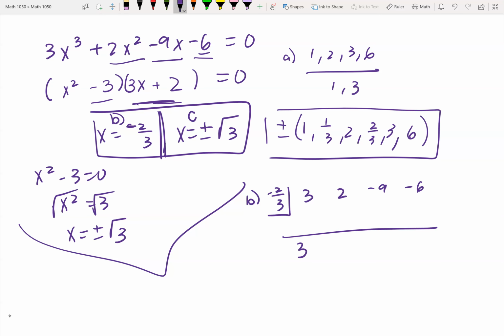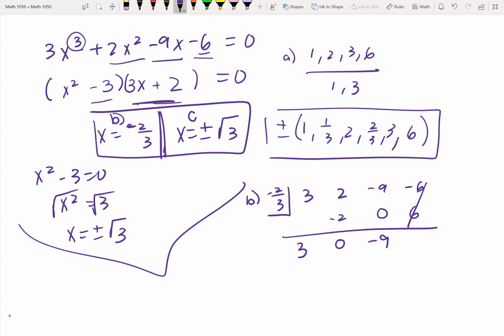So 3 comes down. It'd be awesome if you want: negative 2 divided by 3, store, enter. Then I could go 3, memvar, enter, enter, and I'd get a negative 2. Then that's a 0. 0 times negative 2/3 is 0. Negative 9, so I'm going to go negative 9, memvar, enter, enter, and I get 6, no remainder.